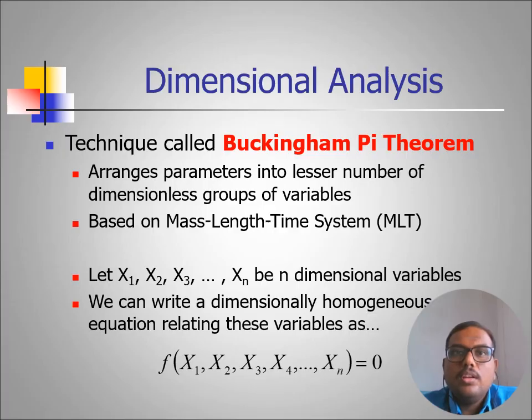So we are choosing Buckingham theorem for solving with the given n number of dimension variables. We can write a dimensionally homogeneous equation relating these variables as a function of x1, x2 up to the n variables given, which is equal to 0. Here we need to consider that there are two different kinds of variables, dependent variables and independent variables. If we are given a problem, we need to choose which is the dependent variable and which are the independent variables. But all the variables should be considered as n number of variables before solving the problem.